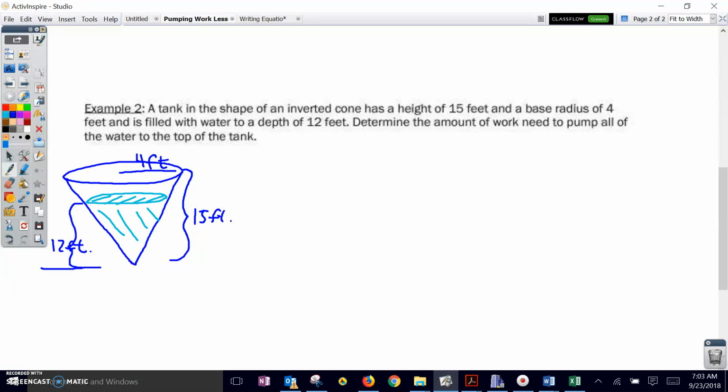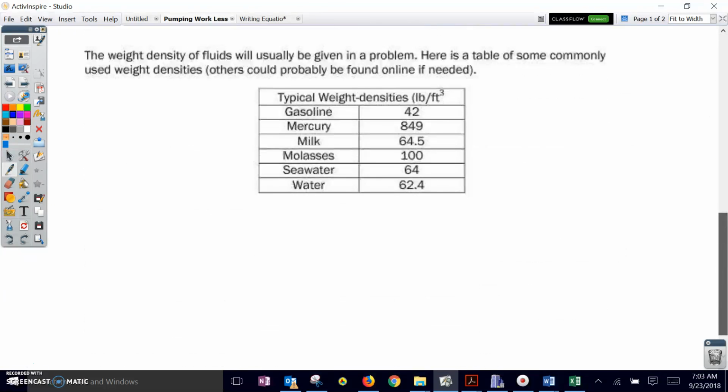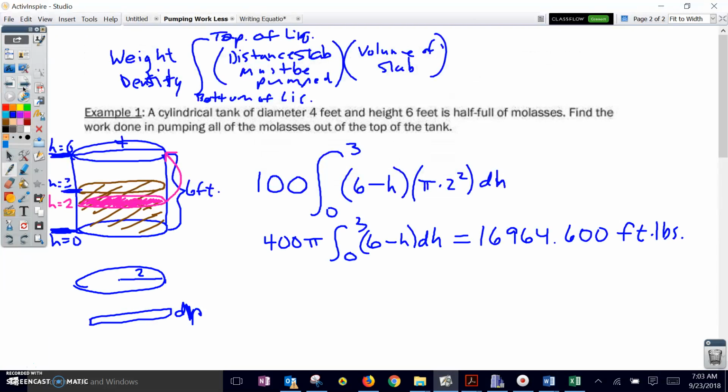Now for this, it's going to be easier for us to set up our grid system with h at the bottom being 0, at the top being 15. And we're going to set up our expression. First off, I need the weight density for water. I'm just going to go look back at my table of weight densities here. Water is 62.4 pounds per cubic foot.